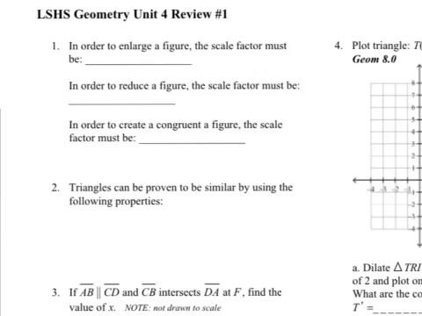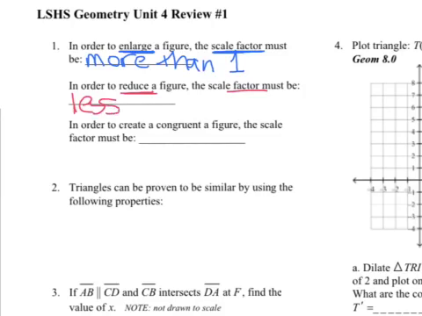Review number 1 for Unit 4. Question number 1 says in order to enlarge a figure, so that makes it bigger, a scale factor means what you multiply by, it has to be more than 1. 1 is basically 100%, so if you want to enlarge it, it has to be more than 1. In order to reduce, which is to make a figure smaller, this scale factor must be less. Like 0.5 would be half, or 50%. So it has to be less than 1.